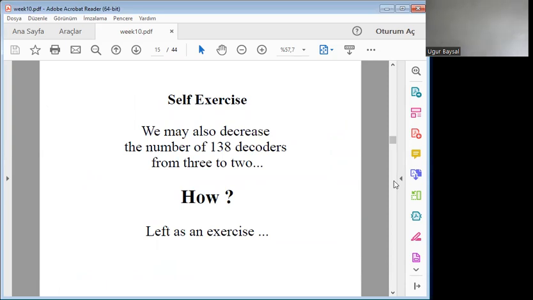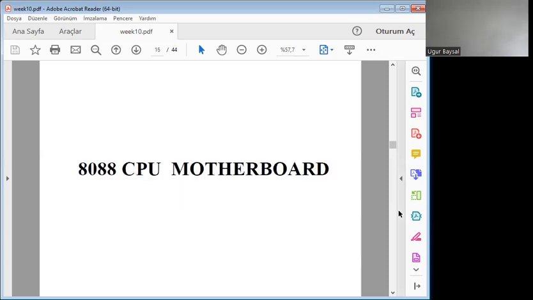Now I will give a self-exercise for you. Even in the final situation, instead of utilizing 3 decoders, you can use 2 decoders. That could be a smarter approach. So one output pin of the decoder would be active low to activate RAM or ROM, and for another combination, the other. So there's a possibility that you can even decrease the number of decoders to 2. That could be given as homework.